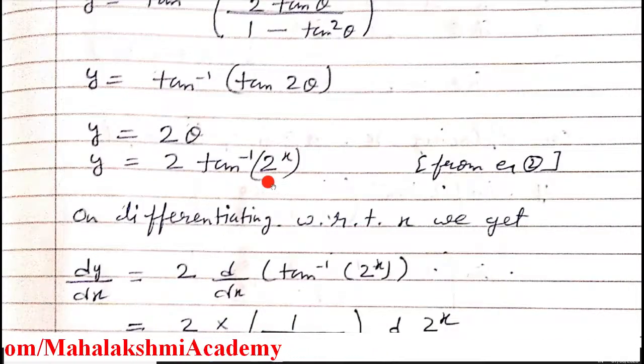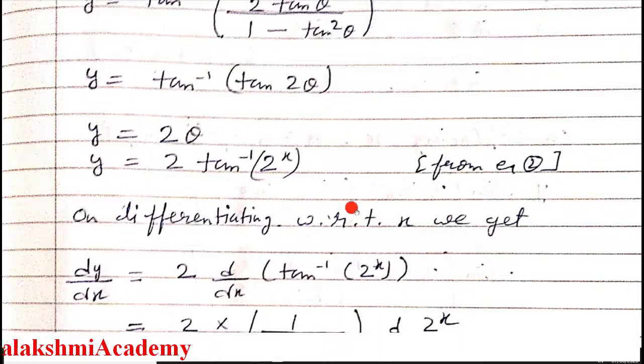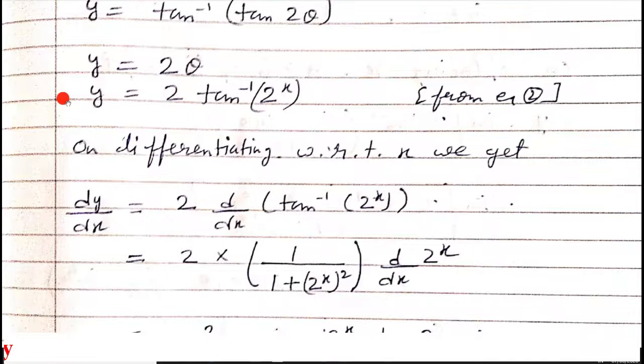So we wrote here. Now we are going to differentiate it with respect to x. When we differentiate it with respect to x, the derivative symbol will come here also and here also. This 2 is a coefficient, so it will come in front. We have to differentiate it.